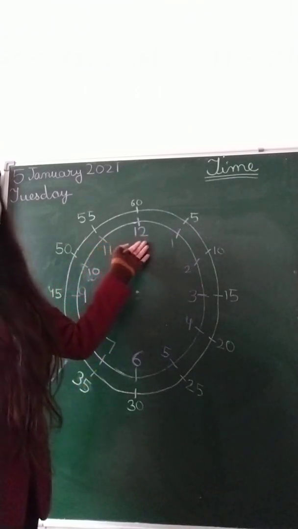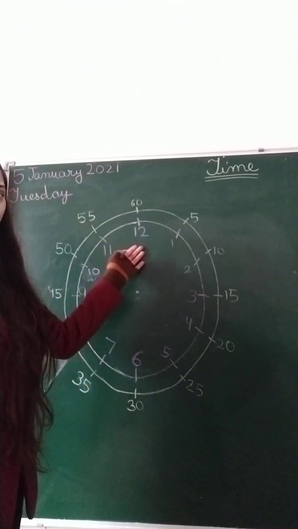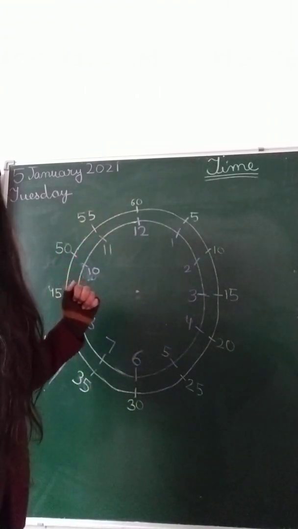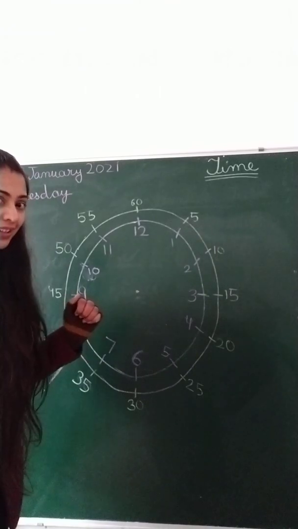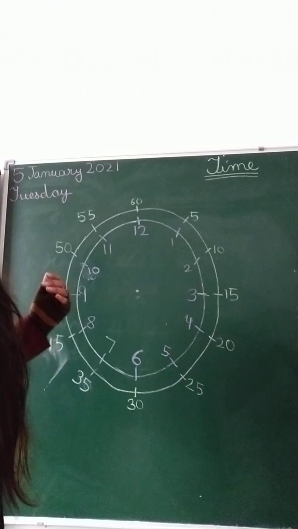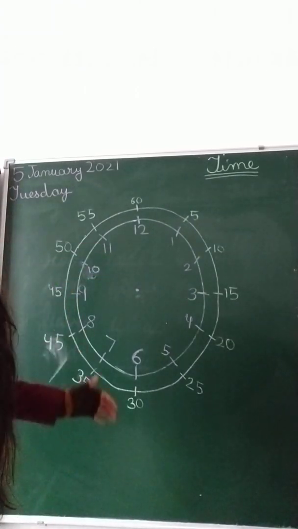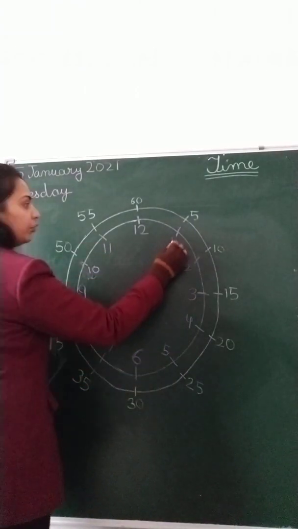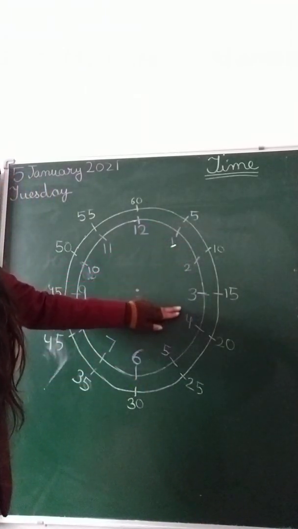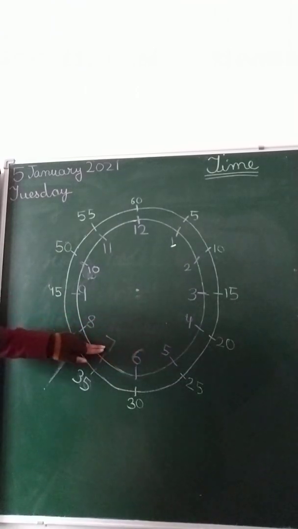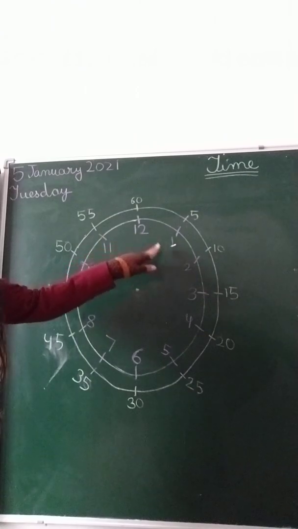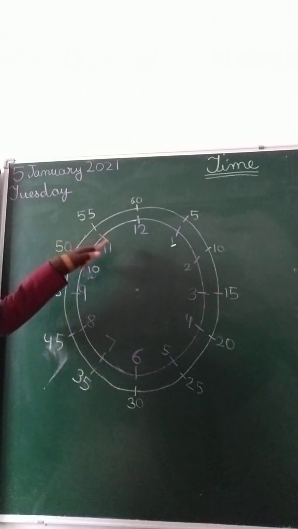I have started with number 12 over here, and then there are so many numbers on the board. But do you know why I have written them? I wanted to teach you how we look at the time. So over here we are starting with number 1. I have written number 1, 2, 3, 4, 5, 6, 7, 8, 9, 10, 11, 12. So these are the 12 numbers we work on in the clock.